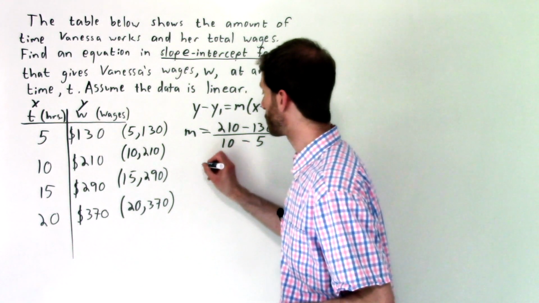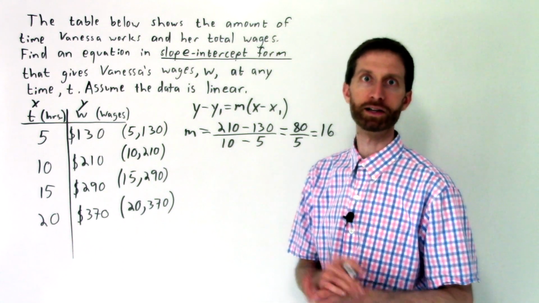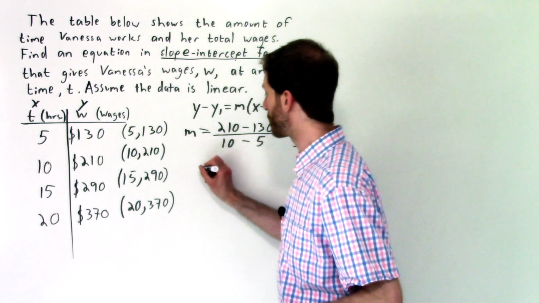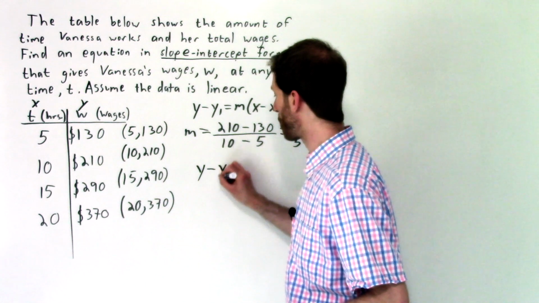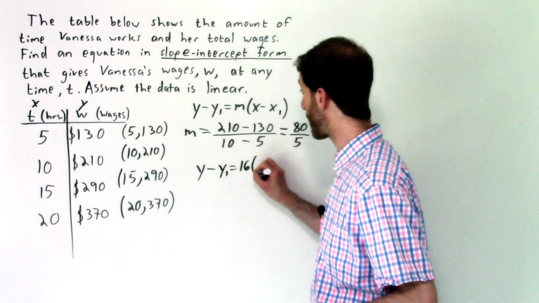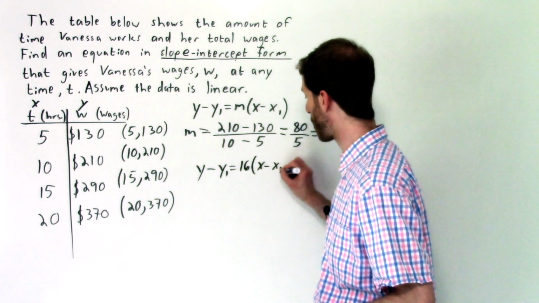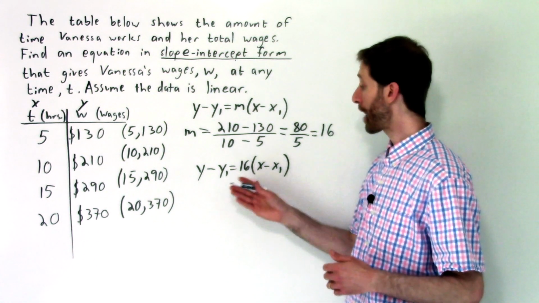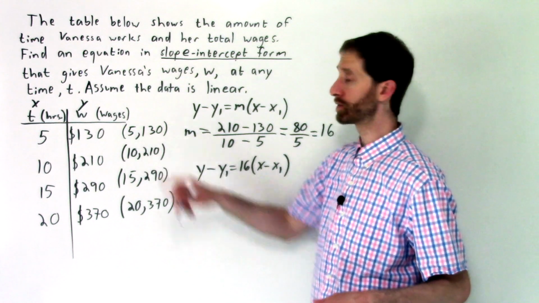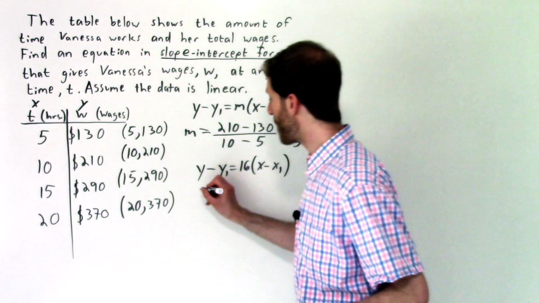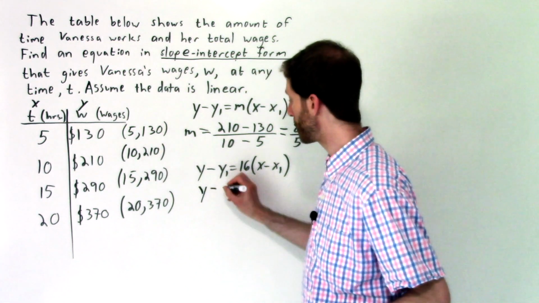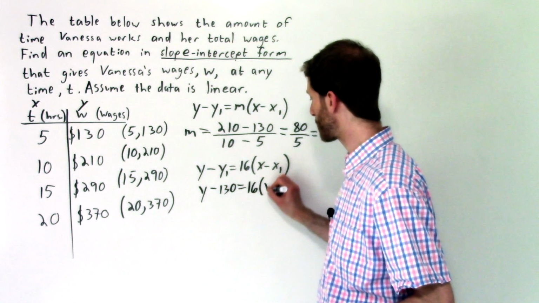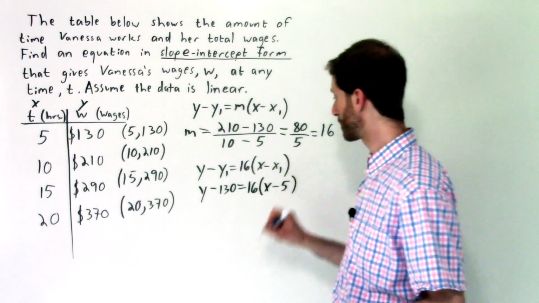It depends what work she's doing, but making 16 bucks an hour, that's for sure. So we've got y minus y1 equals 16 times x minus x1. We've got a y1 and an x1 we need. I'm going to pick the 2 smallest values. That'll be y minus 130, and I pick the smallest values because they're easier to use, 16 times x minus 5.